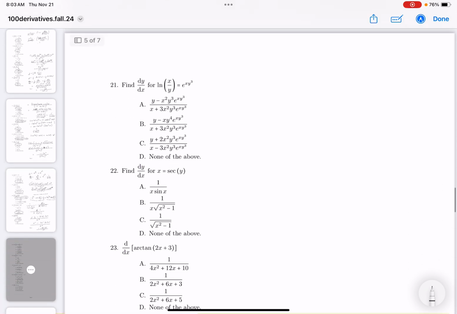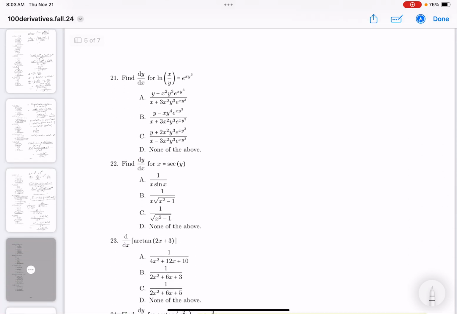Let's go to 21. And 21 is a derivative problem. And I'm going to write it down. It's an implicit differentiation. So the first thing is that the derivative of natural log is 1 over that argument, which is going to be y over x. It's a reciprocal of that. Times the derivative of the inside, which is going to be y squared. I bring y, derivative of x is 1, minus the top, which is x, times the derivative of y, which I'm going to put down as y prime. So the left-hand side is done.